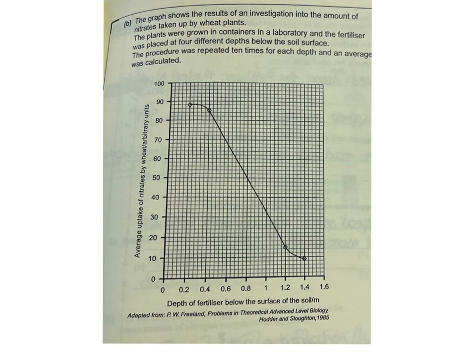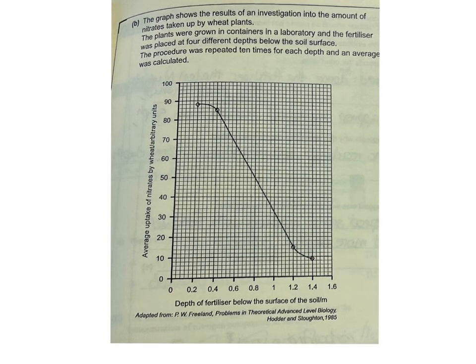So plants were grown in containers in a lab, and fertiliser was placed at 4 different depths beneath the soil surface. And they did it 10 times at each depth, and they worked out an average, and they've plotted the average uptake of nitrates. So essentially, what are we seeing there? Depth of fertiliser along the bottom, and you're seeing that the fertiliser that was nearest the surface, in other words here, gives us the best yield. A little bit lower, still gives us very good yield, but there's a significant decrease in the uptake of nitrates the deeper you go in the soil.